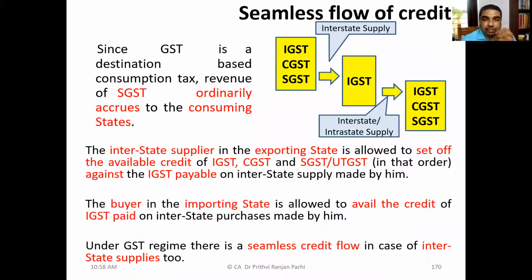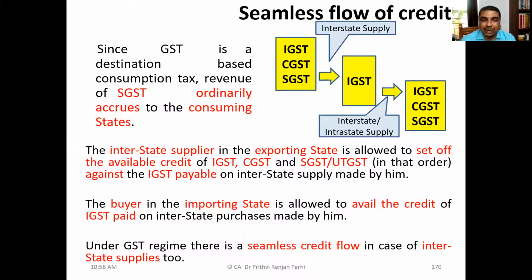Okay, now let us understand this thing again. The interstate supplier in the exporting state means the state who is selling, who is supplying. You have to understand it in that sense. Exporting doesn't mean that goods are going out of the country. The interstate supplier in an exporting state is allowed to set off the available credit in the form of IGST, SGST, or IGST, CGST, SGST, or UTGST in that order against IGST payable.